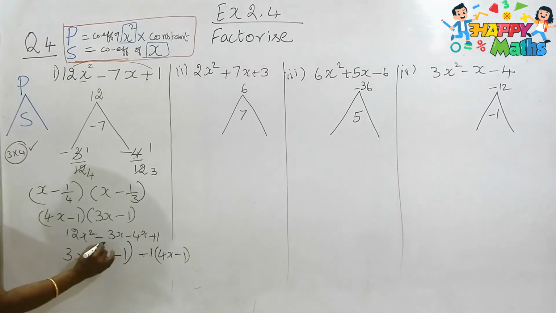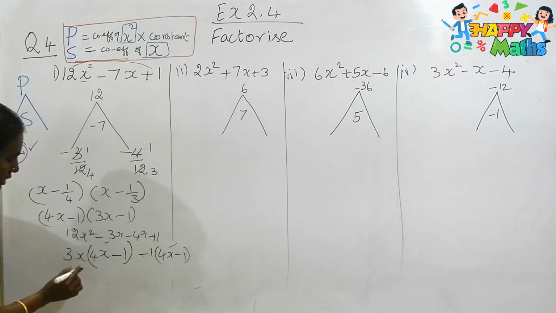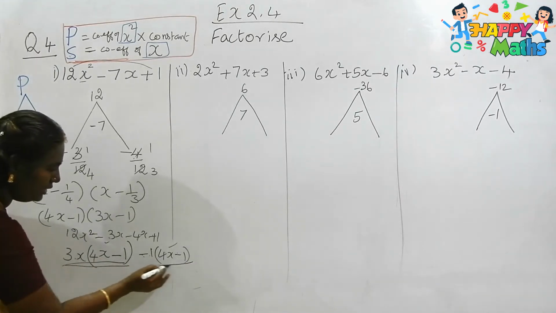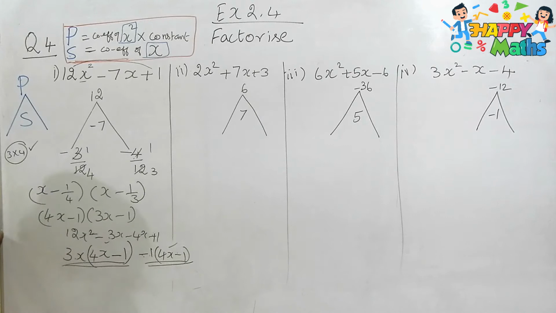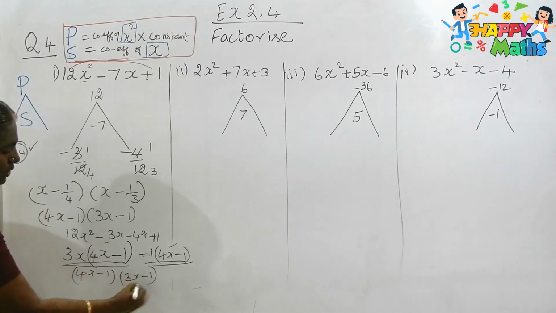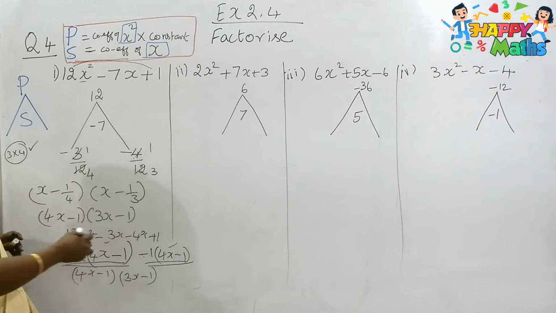Now see, this is common for both terms. You think this one has one term and this one has another term. In both the terms, what is common now? 4x minus 1. So write the 4x minus 1. Take it out. What is remaining? 3x is remaining. Minus 1 is here. So finish. The same factors.